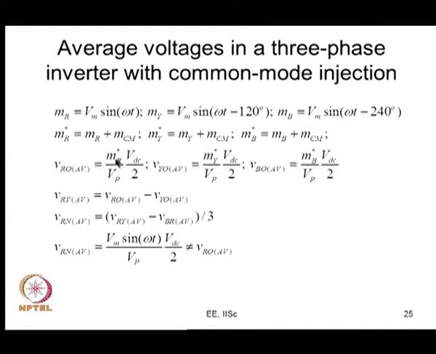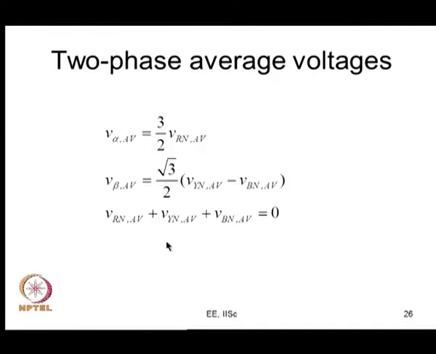So, the common mode exists in MR star and VRO average, but in VRY average the common mode will go away, because when you are doing VRO average minus VYO average, the common mode contained here is same as the common mode contained here, and therefore, they get cancelled out, and VRN average will also have no common mode component. So, your VRN average will be VRO average minus the common mode component. So, that is what you will get as a sinusoidal voltage now.